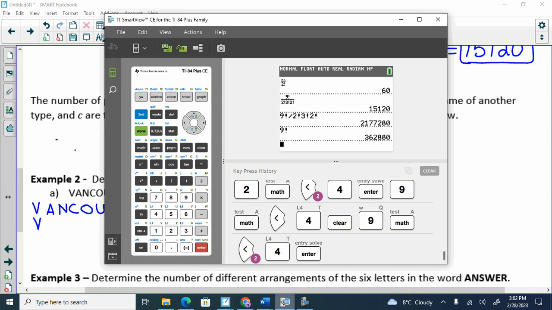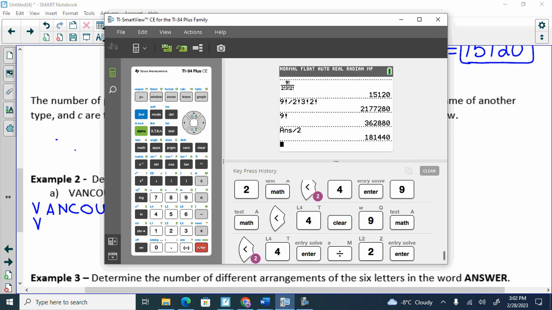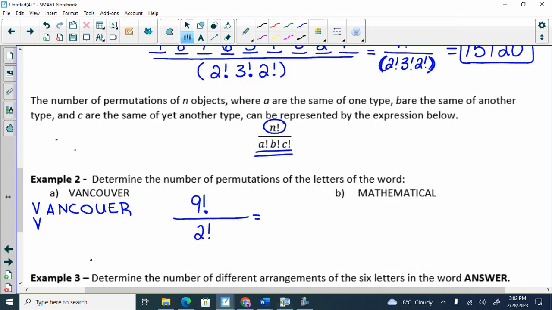So if Vancouver didn't have any doubling or tripling letters, I would have 362,880. But because it does, I actually have half. I have 181,440.